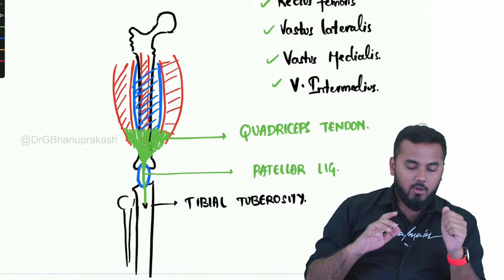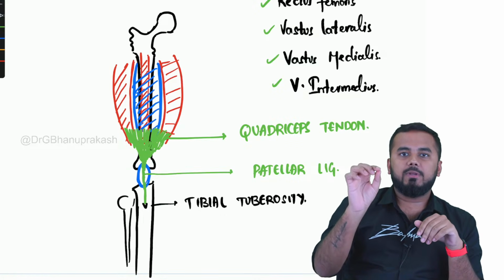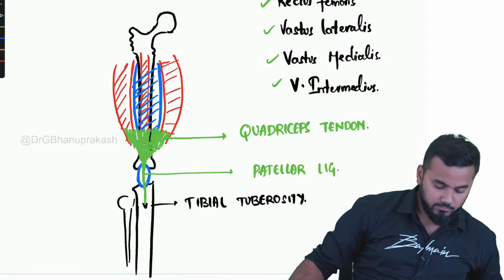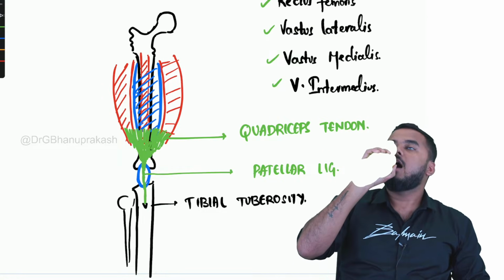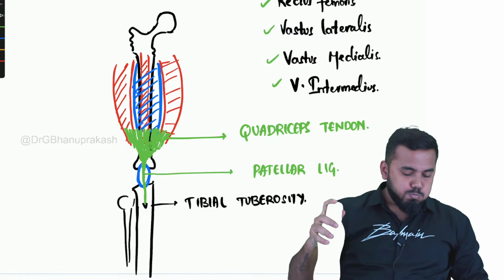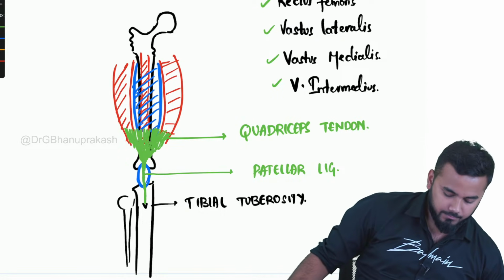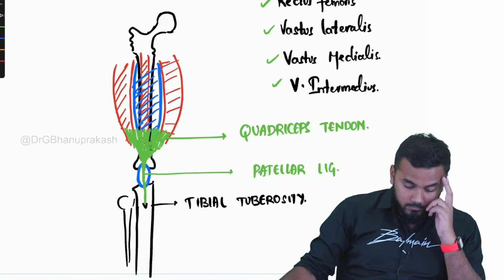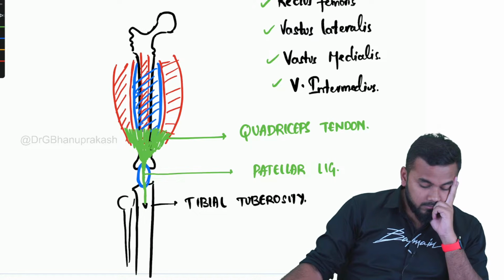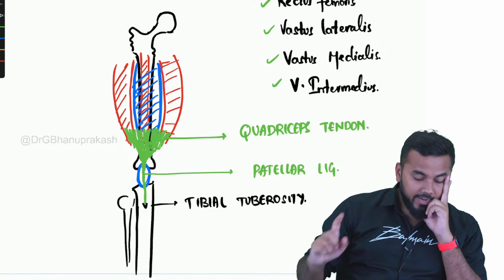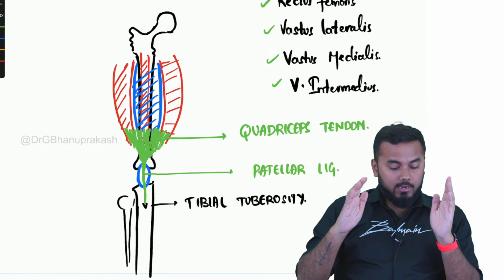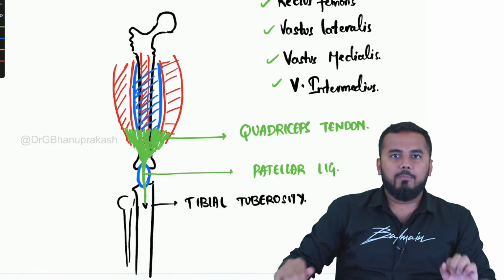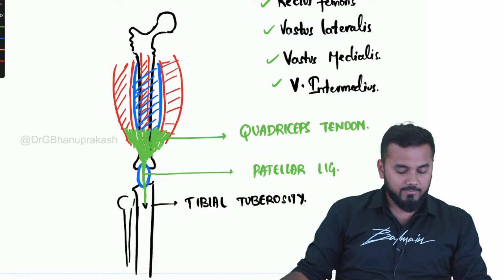Now I am asking you a question. Vastus intermedius is supplied by which nerve? Anyone? Very good. Femoral nerve. Next question. What is the function of the muscles of the anterior compartment?